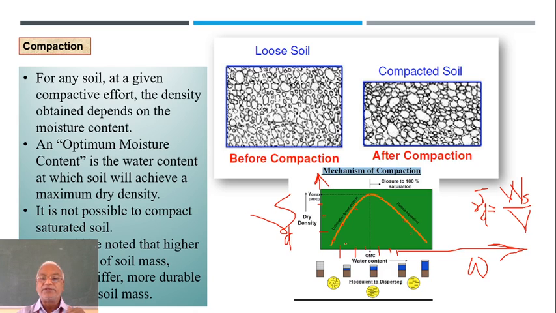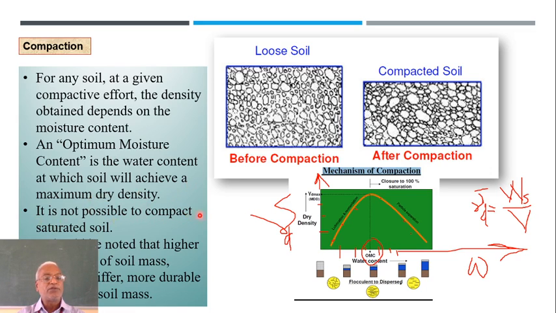Now in the beginning what happens is there will be the same amount of solids, but there is a big volume. Now when you put compactive effort, the same weight of solids, but the volume has decreased. Because of that the gamma d increases. But this story will not continue. It will be reaching a maximum value. Gamma d will be reaching a maximum value at some particular water content, and that water content is known as optimum moisture content. So that is what is said in this statement. An optimum moisture content is the water content at which the soil will achieve a maximum dry density.